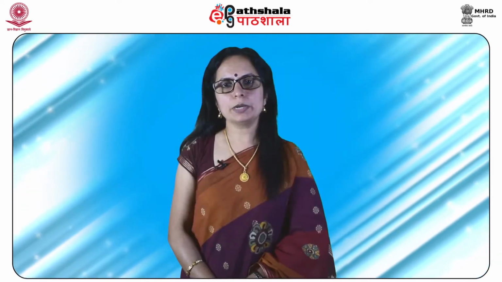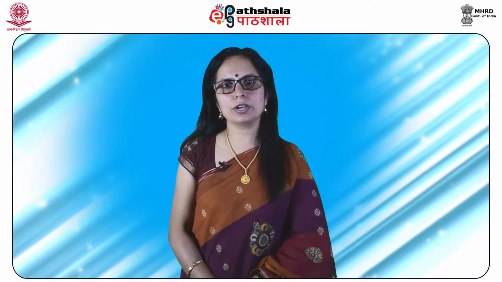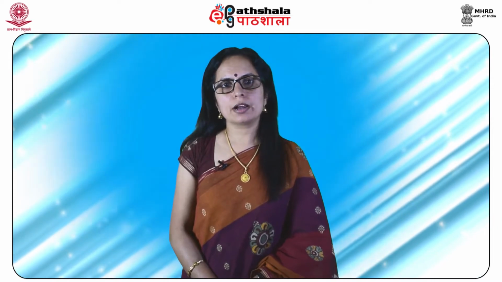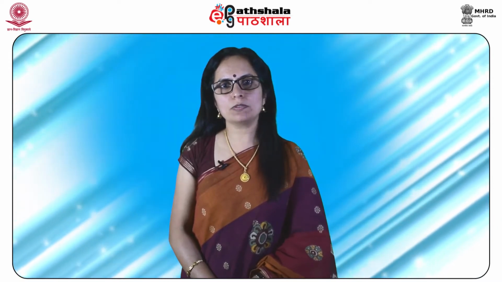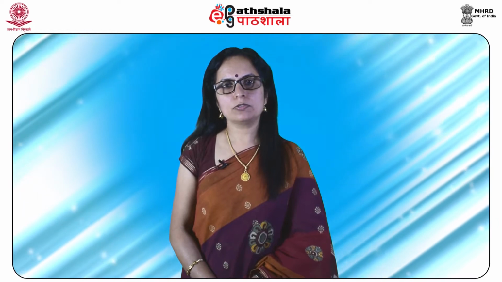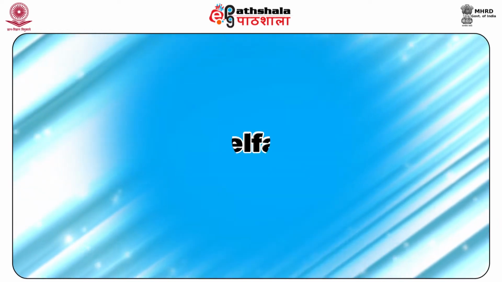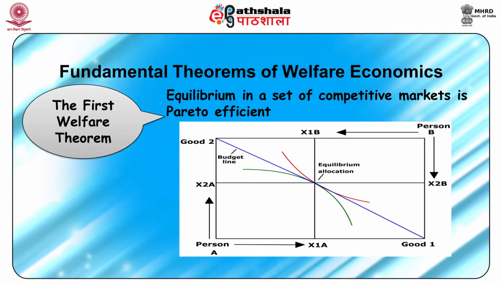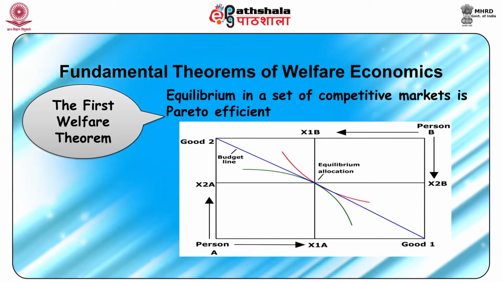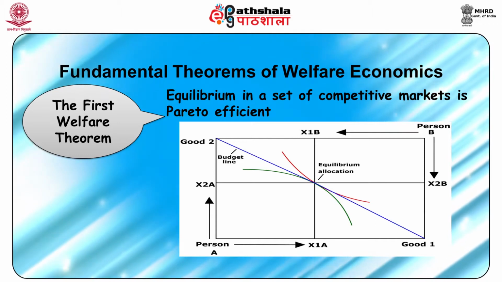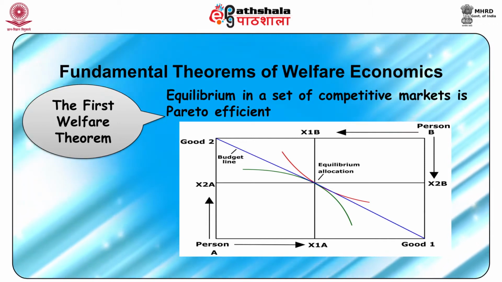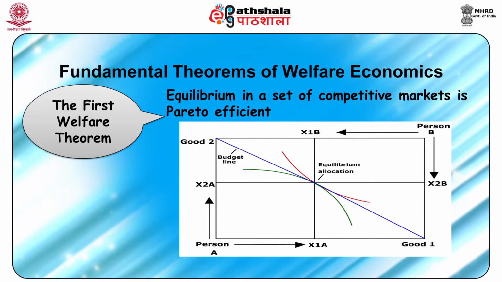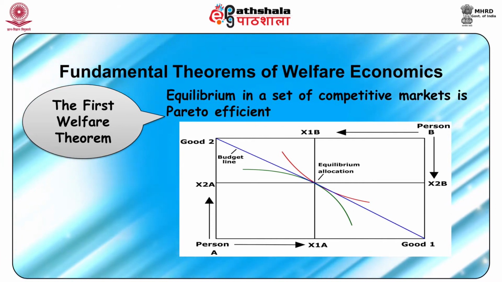Fundamental theorems of welfare economics. There are two fundamental theorems of welfare economics: the first welfare theorem and the second welfare theorem. The first welfare theorem. This theorem states that the equilibrium in a set of competitive markets is Pareto efficient. This is illustrated in figure 4.1.